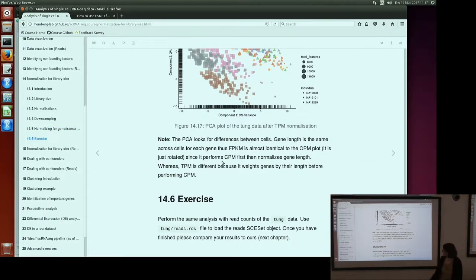And for you to work on now is to repeat all the steps with the reads rather than the UMI counts. Maybe. So the question is, if you're using a full-length protocol, should you be normalizing by gene length?